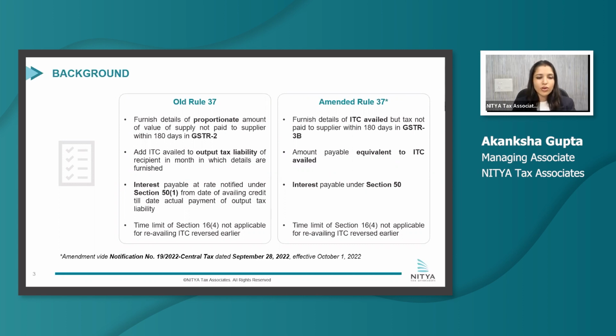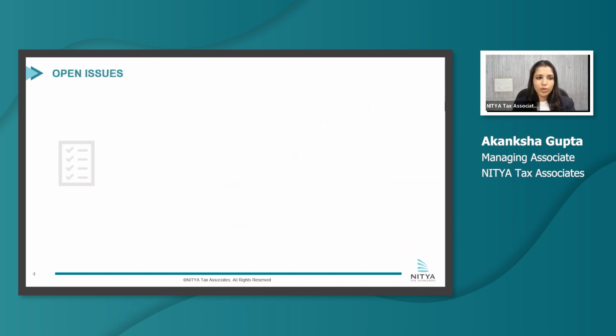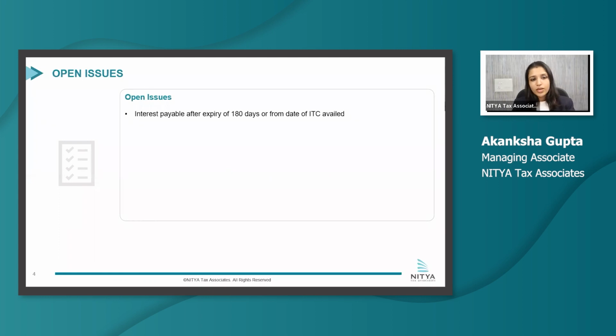Now, as we have already discussed what the amendments are and what the old provision was all about, let us now discuss the still open issues and ambiguities which might create issues in the practical industry. So the first issue which might arise in many transactions would be whether the interest would be payable after expiry of 180 days or from the date on which the ITC was actually availed by the recipient.